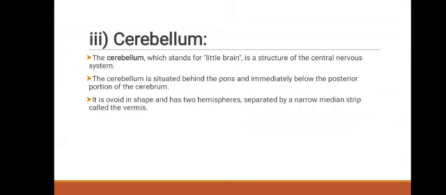Third part, that is cerebellum. The cerebellum, which stands for little brain, is a structure of the central nervous system. The cerebellum is situated behind the pons and immediately below the posterior portion of the cerebrum. It is ovoid in shape and has 2 hemispheres separated by a narrow median strip called the vermis.